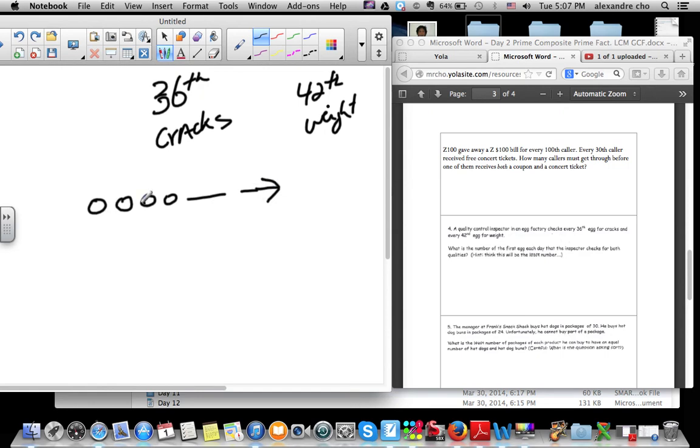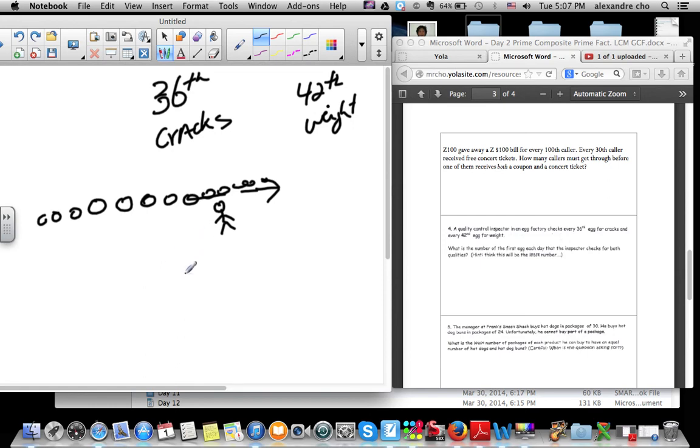Okay, and the guy's over here somewhere. As the eggs are coming around, egg number 36 he's going to pick up, look for cracks, put it down, and then he's going to wait for egg number 42 to come around, pick it up, check its weight, and then do that again every 36 and every 42. But there's going to be an egg that he's going to check for both cracks and weight, because they're going to be the same.